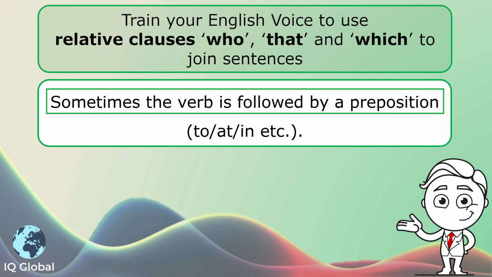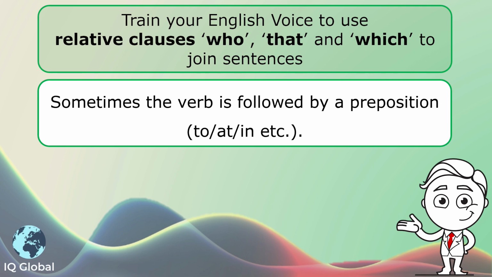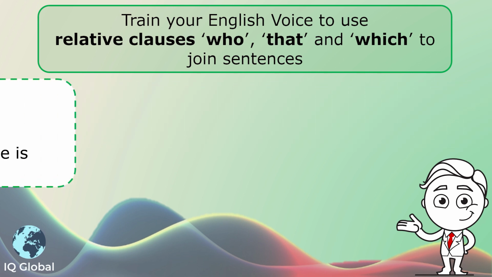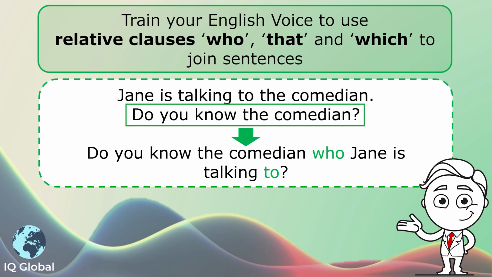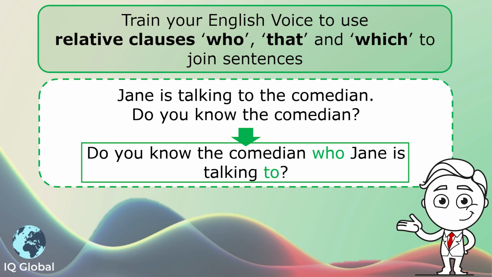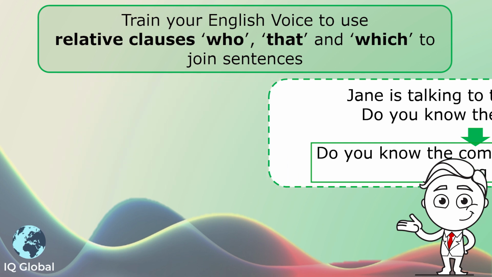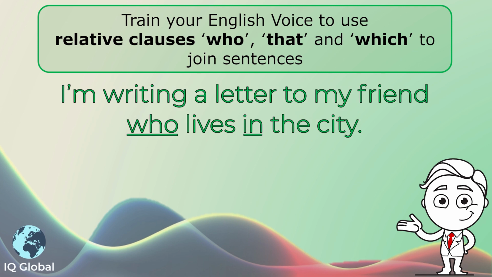Sometimes the verb is followed by a preposition, for example, to, at, or in, etc. For example, Jane is talking to the comedian. Do you know the comedian? When we join those two sentences, we say, do you know the comedian who Jane is talking to? Or, I'm writing a letter to my friend who lives in the city.